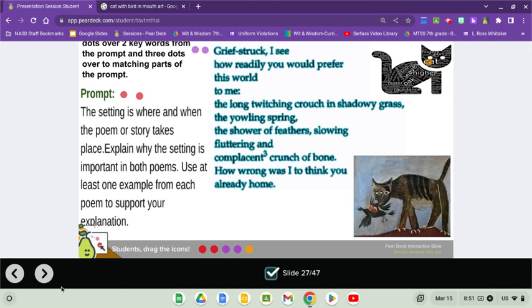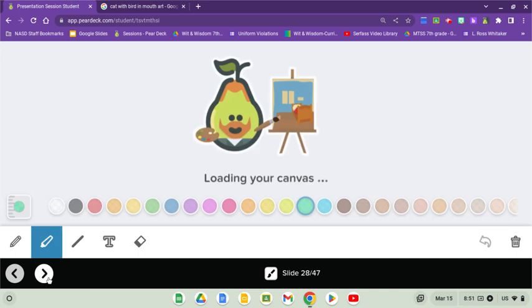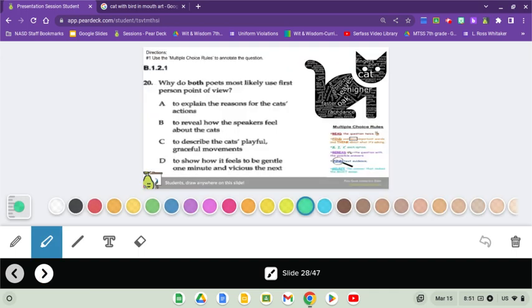All right, slide 28. Why do both poets most likely use first person point of view? Well, let's take a moment and read the question twice. Why do both poets most likely use the first person point of view? Find and box important words. Well, both definitely seems important, so I'm going to put a little box around both. I'm going to put it around point of view.